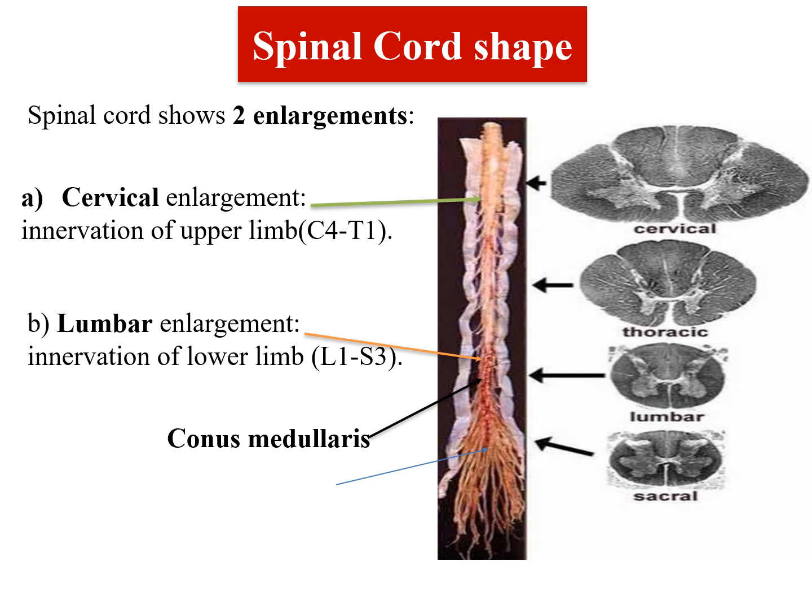And the lumbar enlargement gives nerve supply to the lower limb, and it extends from the first lumbar to the 3rd sacral segment, so its extension is from L1 to S3. If you see here on the right side the segments of the spinal cord, you can notice that from above to below they are cervical, then thoracic, then lumbar, then sacral. At the end of the spinal cord is the conus medullaris.